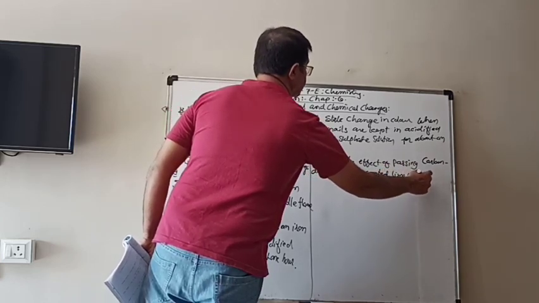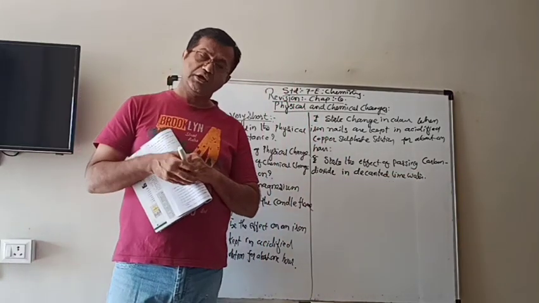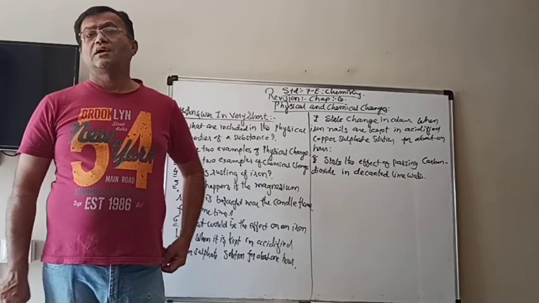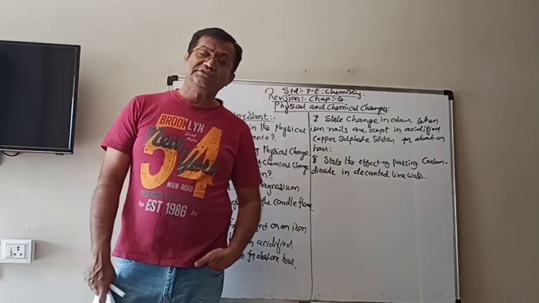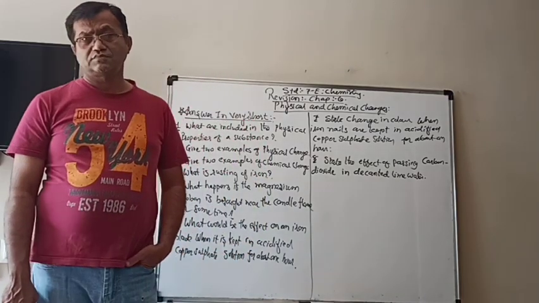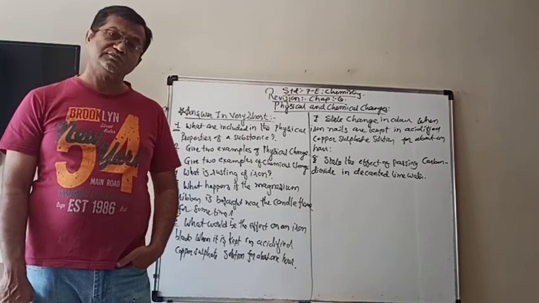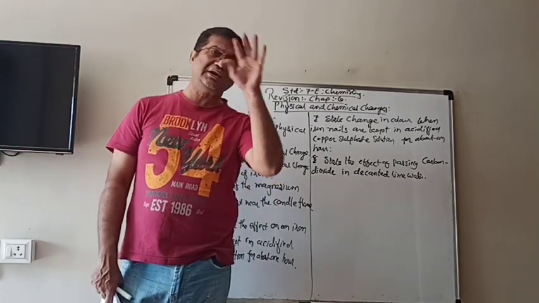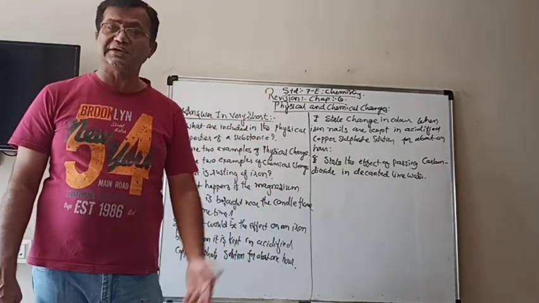So when carbon dioxide gas is passed through the decanted lime water, it turns milky. Why? Because calcium carbonate, which is insoluble in water, is produced, which has white color. So the white precipitate will move in that water, so the water turns milky.